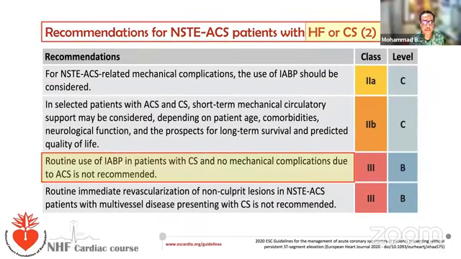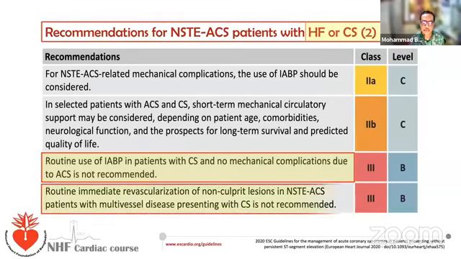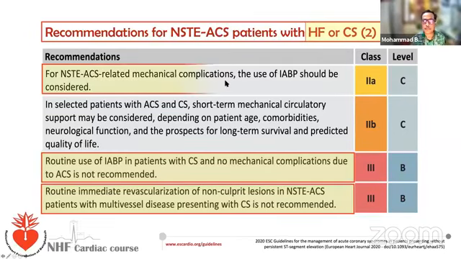Interestingly, routine use of IABP in patients with cardiogenic shock but no mechanical complication is not recommended. Also, in patients with non-STEMI and cardiogenic shock, routine immediate total revascularization is not recommended. But if the patient is in shock due to mechanical complication, you can use IABP.